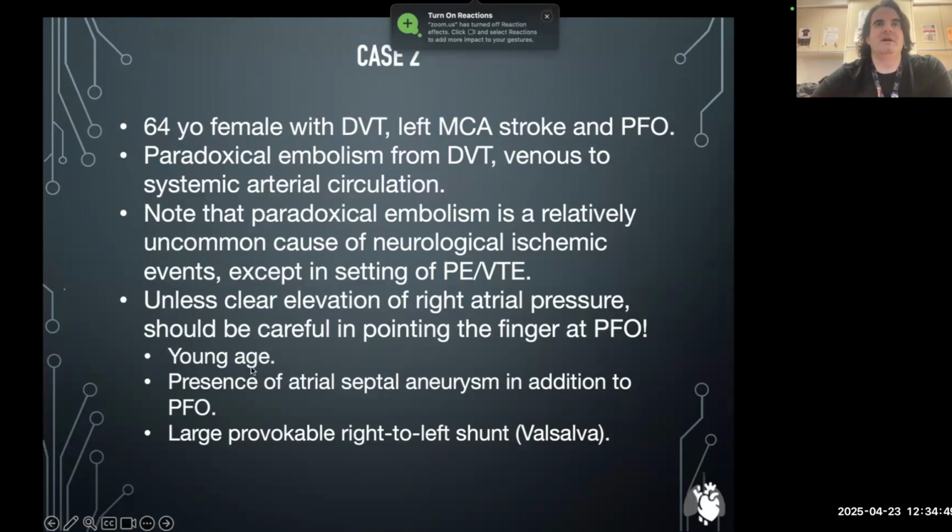So things that point to paradoxical embolism: young age, presence of what's called an atrial septal aneurysm, which is a really big outpouching of the septum, particularly if you see it with right-sided pressures, as we saw earlier, big bowing of the septum, that can be associated with the presence of a PFO, and then a large provocable shunt with Valsalva. So an increase in right-sided pressures with bearing down can lead to opening of that PFO.